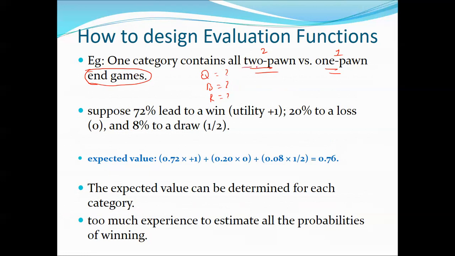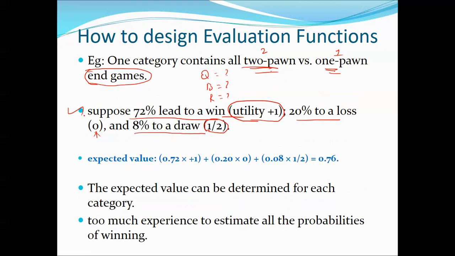But based on this pawn, there is an evaluation function. Say, based on experience, it is said that 72% of the time, if you have two pawns and the opponent is having one pawn, you will win. So 72% of the time you will win, that is a utility of +1. 20% of the time you lose, that is a utility of 0. 18% of the time the game will draw, that is a utility of 0.5.